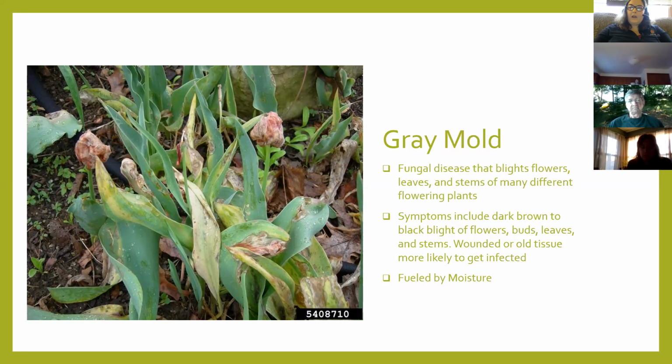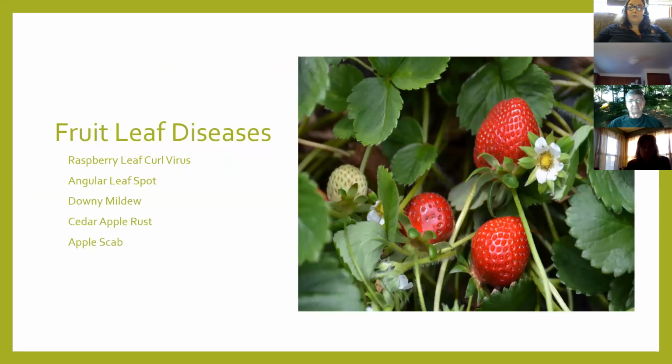All right. Well then, not hearing any questions, but feel free, like I said, to ask questions at any time as we go along. So we'll go ahead and start into fruit leaf diseases. The ones that we'll be covering in this section are raspberry leaf curl virus, angular leaf spot, downy mildew, cedar apple rust, and apple scab.